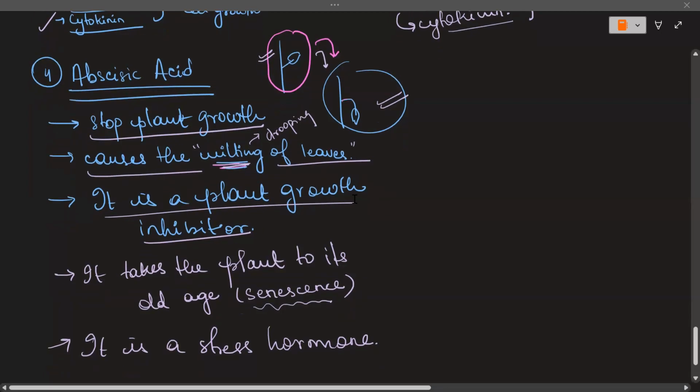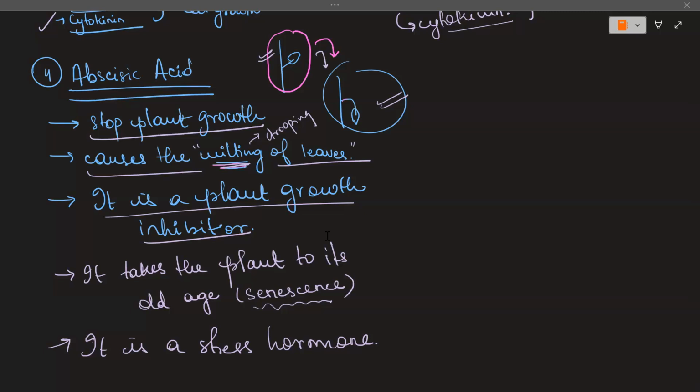It takes the plant to its senescence, to its old age, meaning it makes the plant grow old and weak. Okay, since it is a stress hormone, whenever the lifespan of a plant is completed, because of this particular hormone only, it will reach its old age. Yes, and the other word for old age is senescence. The meaning is the same.